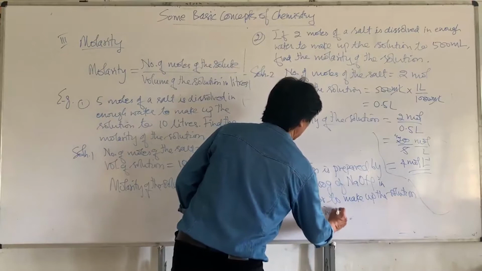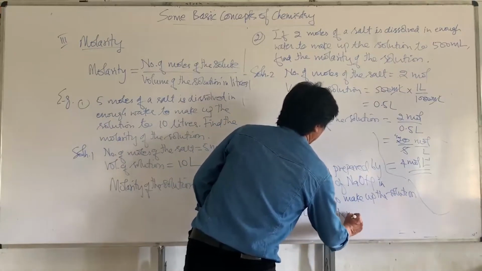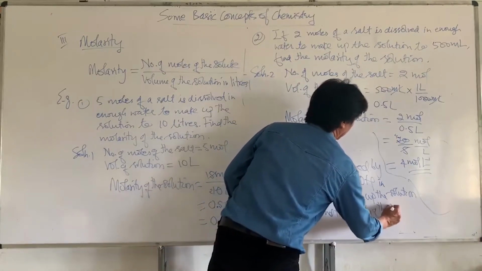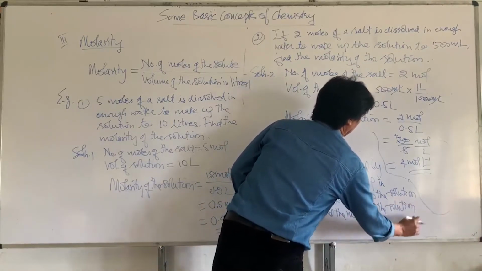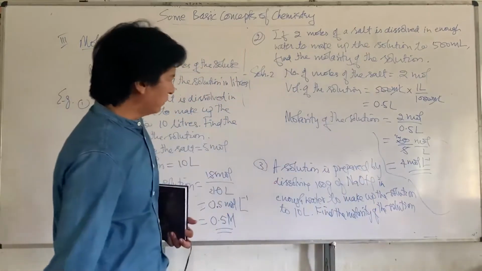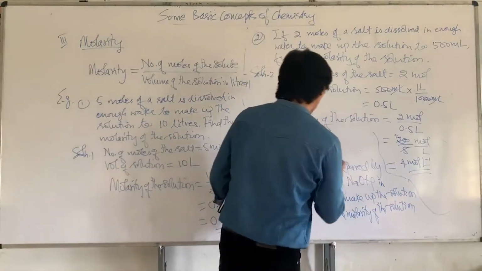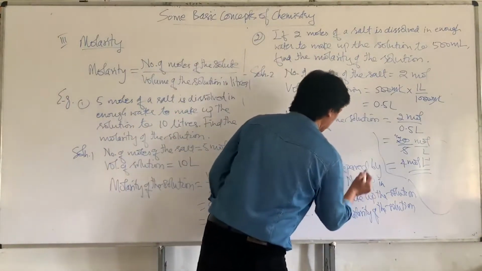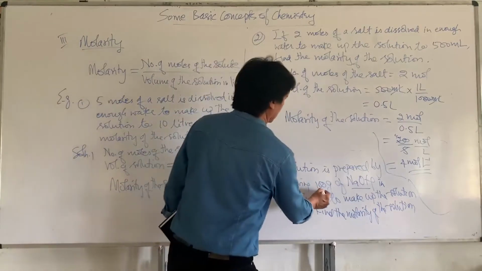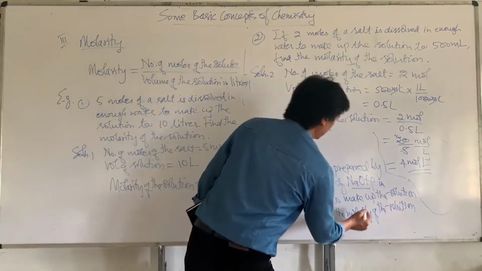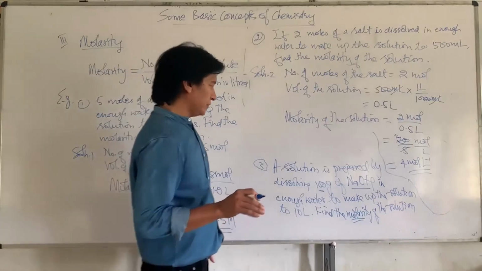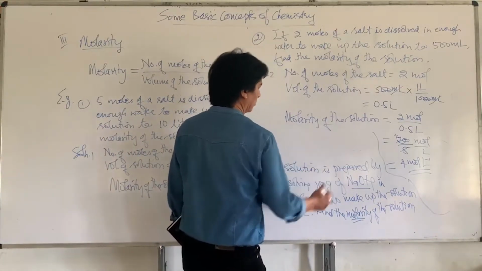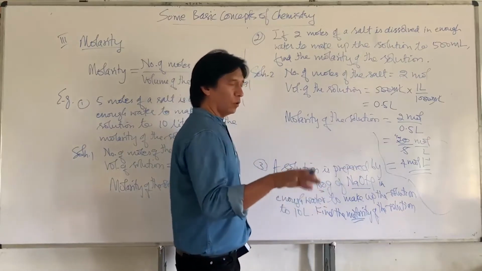Find the molarity of the solution. That's fine. And now, in fact, this is also a very simple one. You are given the mass of the salt, that is sodium hydroxide, in grams. Now to find the molarity, you have to know the number of moles of the salt. So this 100 grams of sodium hydroxide is equal to how many moles?